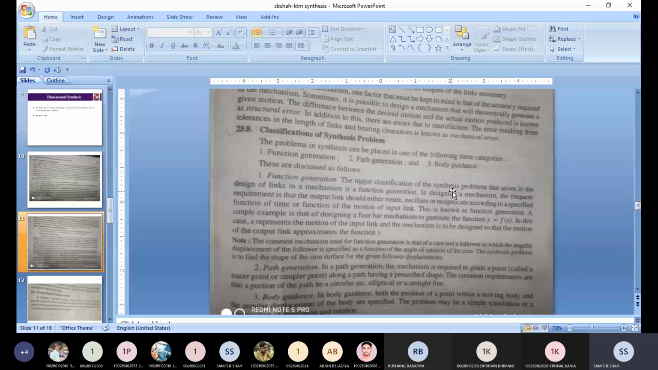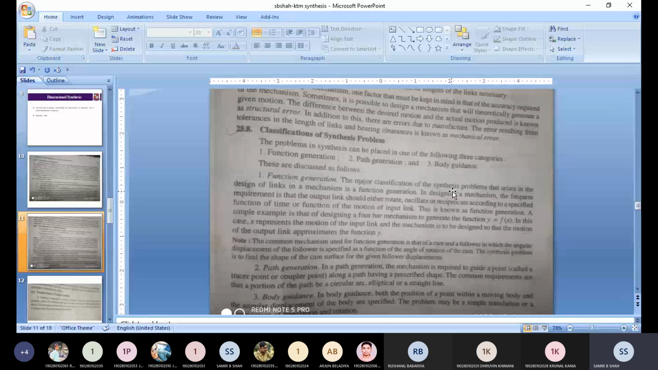Next is path generation. How to generate the path? The mechanism is required to guide a point in space along a path having a prescribed shape. The common requirement is that a portion of a path be a circular arc, an ellipse, or a straight line. This is called path generation.